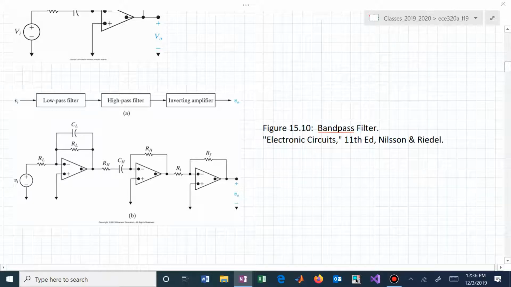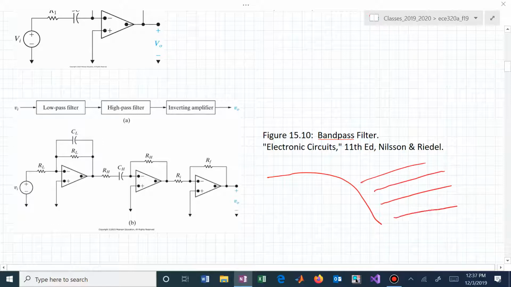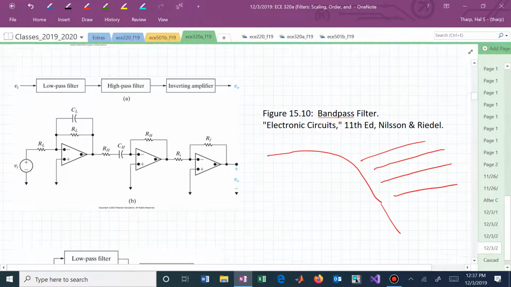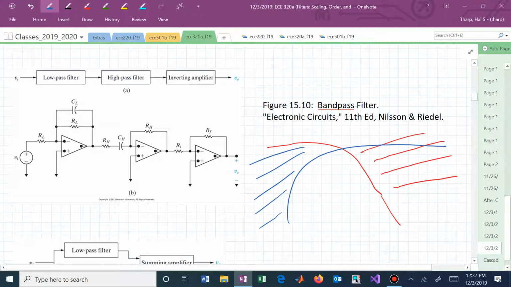Now we are cascading these sections. We have a low pass filter right here. So that's low pass, and you throw all of this away. Then you high pass filter what's remaining, and that you could say looks here. So now you throw this away and you're left with what's in between.